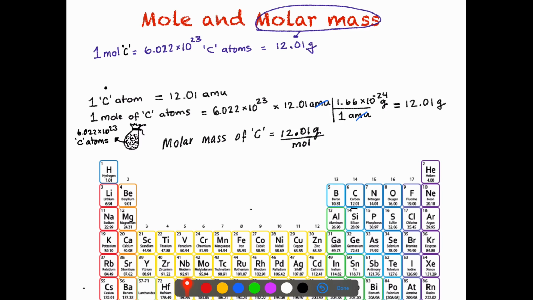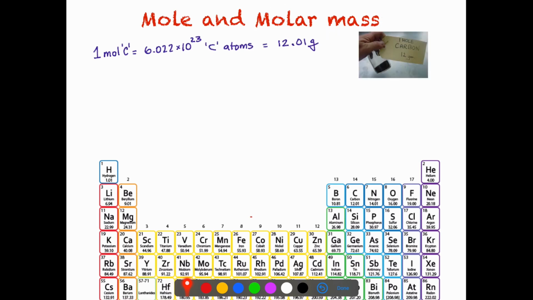By the way, this 12.01 grams is a laboratory size sample, and that sample contains a huge number, Avogadro number, of carbon atoms. Because atoms are so small, there are humongous amounts of them, and you need that many to bring it into a laboratory size sample. Now, what would be the molar mass of copper?